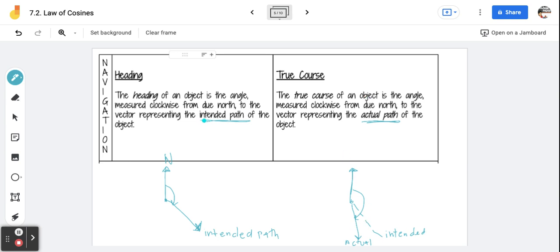So mainly when they're talking about heading, it's just where they intend to go. That vector represents where they intend to go. True course means where they're actually going. So there's something acting on them that is probably throwing them off of their intended path. But they're measured the same way. You measure them clockwise from due north.